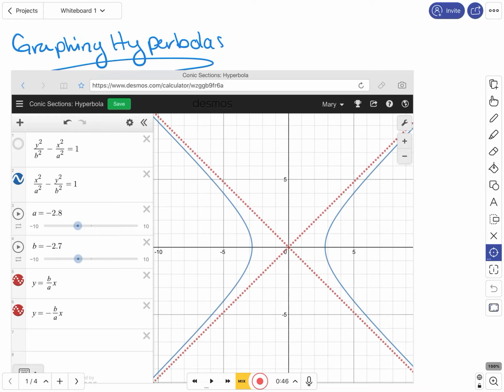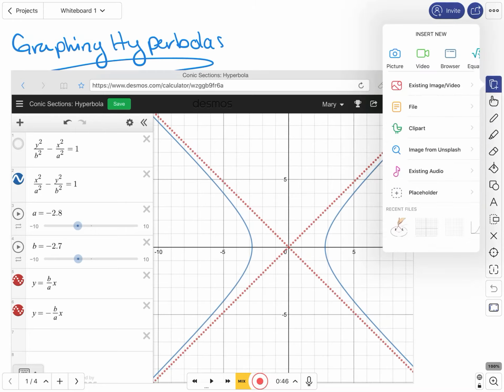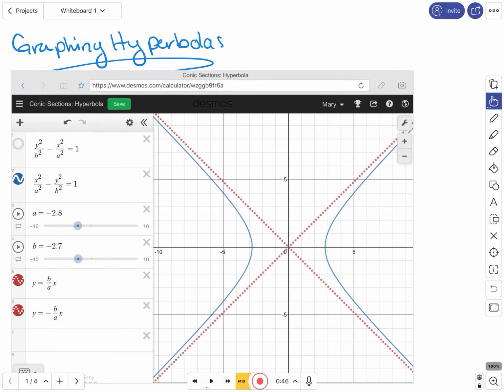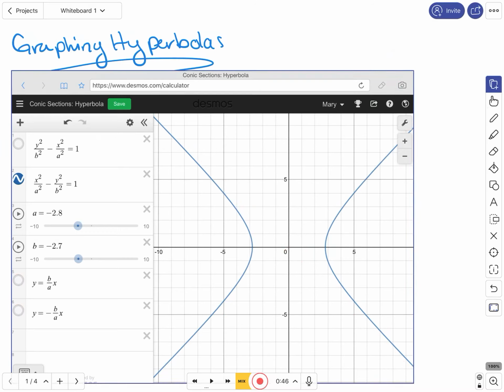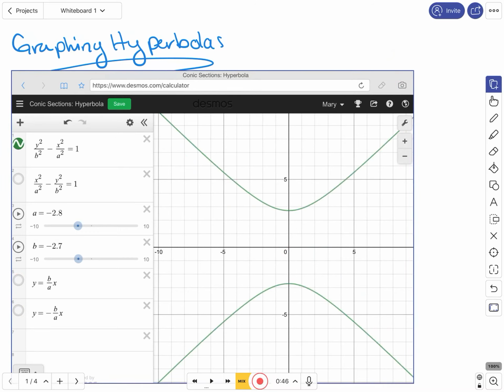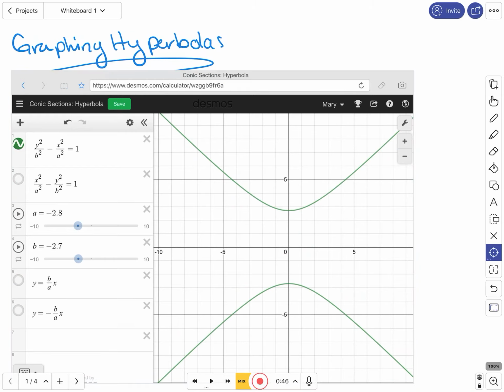So if I were to show you what would happen if we switched from x squared being positive to y squared being positive, let me see if I can make these go away. Now for this problem, we've got y squared coming first and it's positive, and x squared is coming second and it's negative, but everything else is still the same. We still have the same a and the same b.